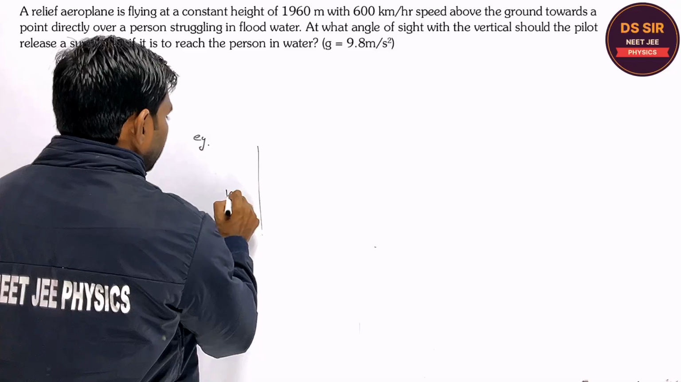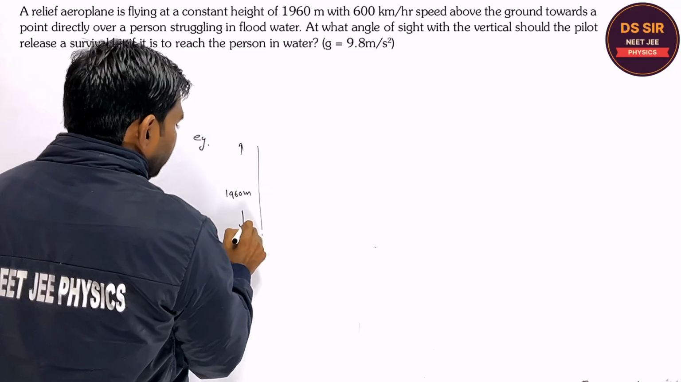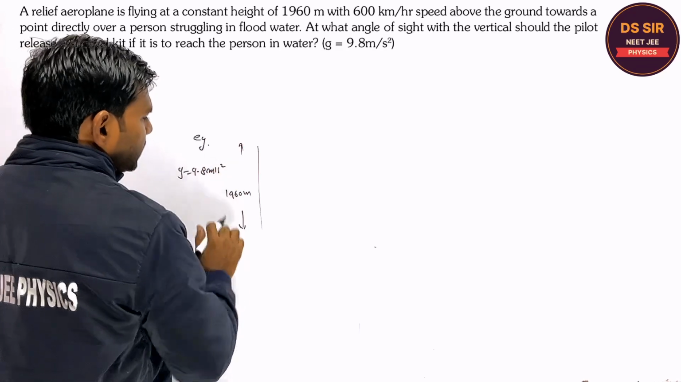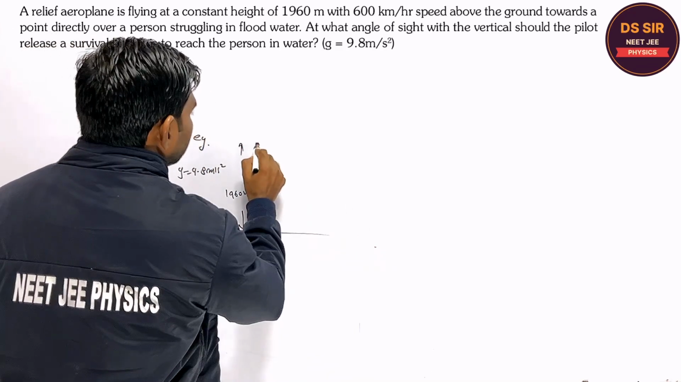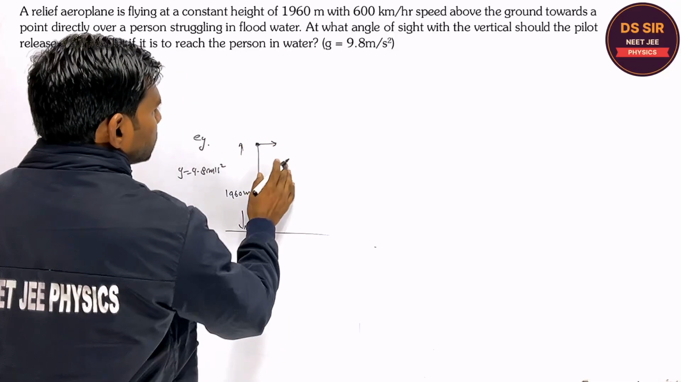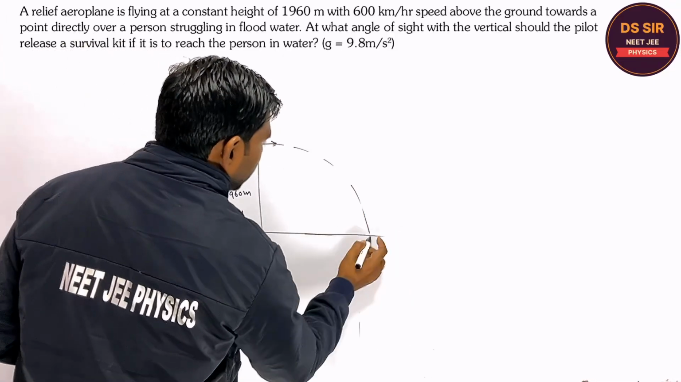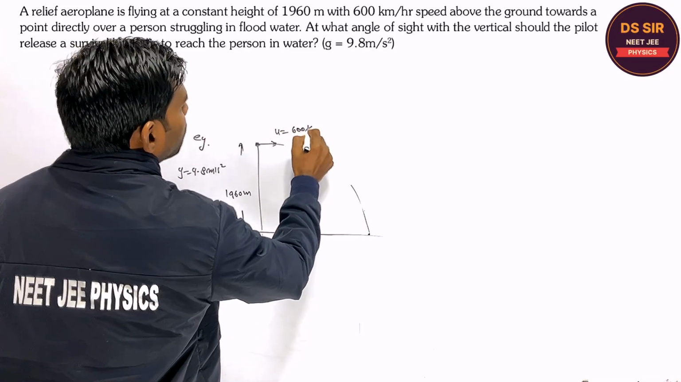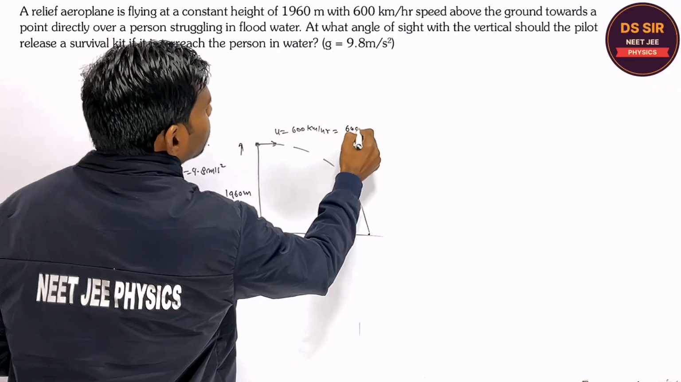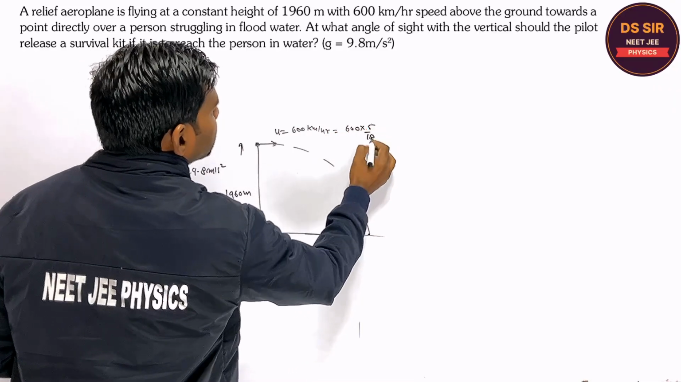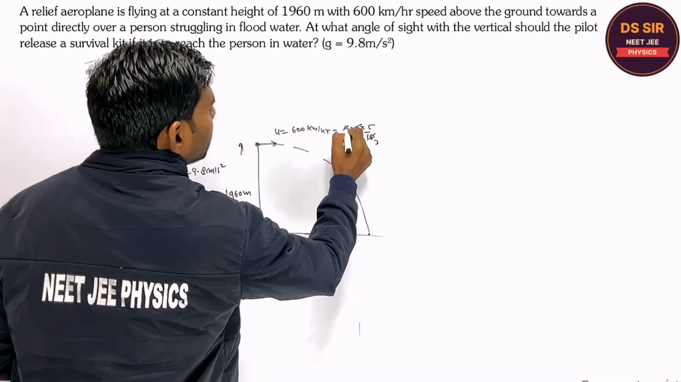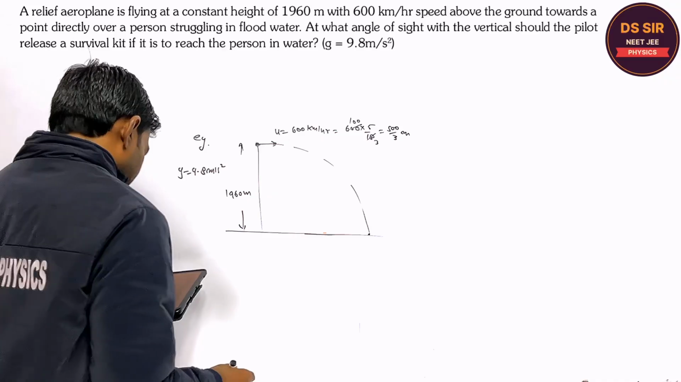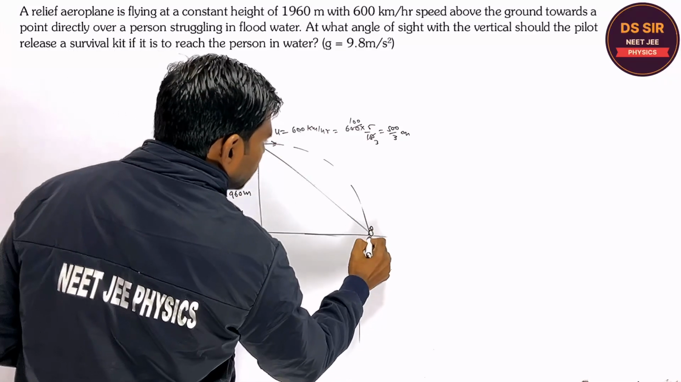This is the height 1960 meter. Therefore, we have to take the value of g 9.8 meter per second square because it is 19.6. This is the height. This is the aeroplane, suppose, right? It should hit at this point. Are you getting or not? The speed is 600 kilometer per hour. So you have to convert first of all, 5 by 18, meter per second, right? 500 upon 3 meter per second. Is it fine?